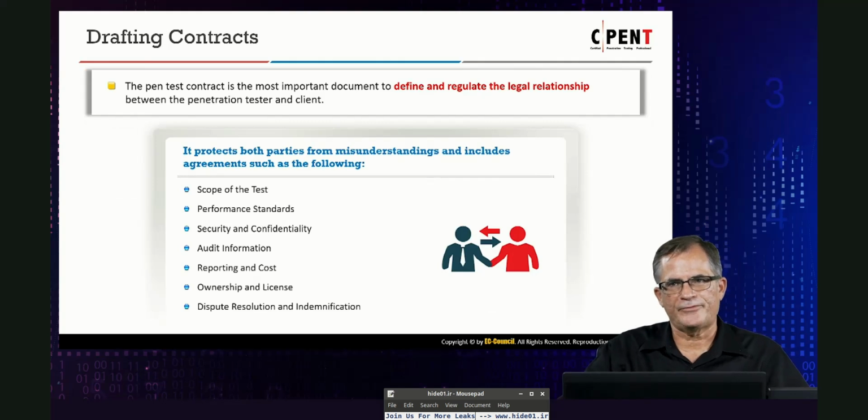Drafting the contract. So we draft the contract. It's the most important document because it's going to tell what you're going to do and regulate the legal relationships. You're going to have the scope, the standards, security and confidentiality, how you're going to protect the information, audit information, reporting and cost, and then ownership and license, who's going to own what and who's going to own the license of it. And then how you're going to resolve disputes, because that's very important as well.